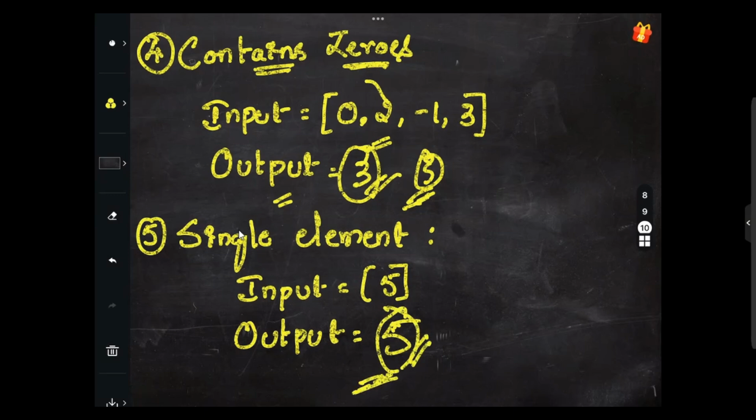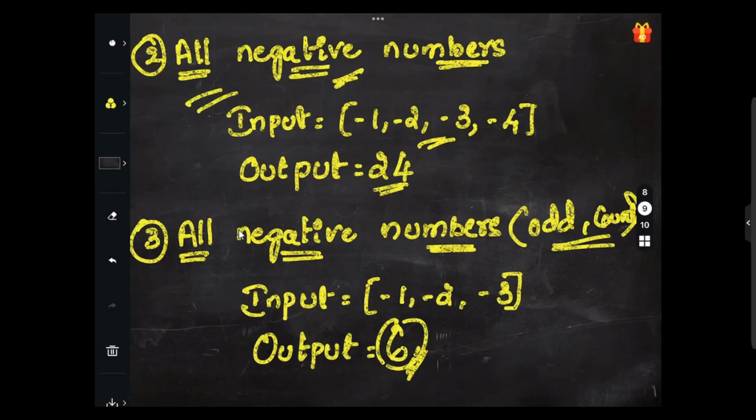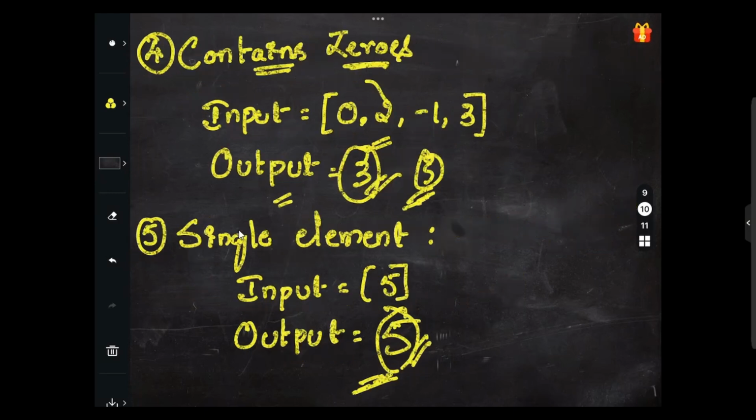So these 5 edge cases we need to consider. The first edge case was for all positive numbers. The second edge case was for all negative numbers with an even count, and the third was for all negative numbers with an odd count. The fourth one contains 0, and the fifth one is for a single element. I hope all the edge cases are clear, right?